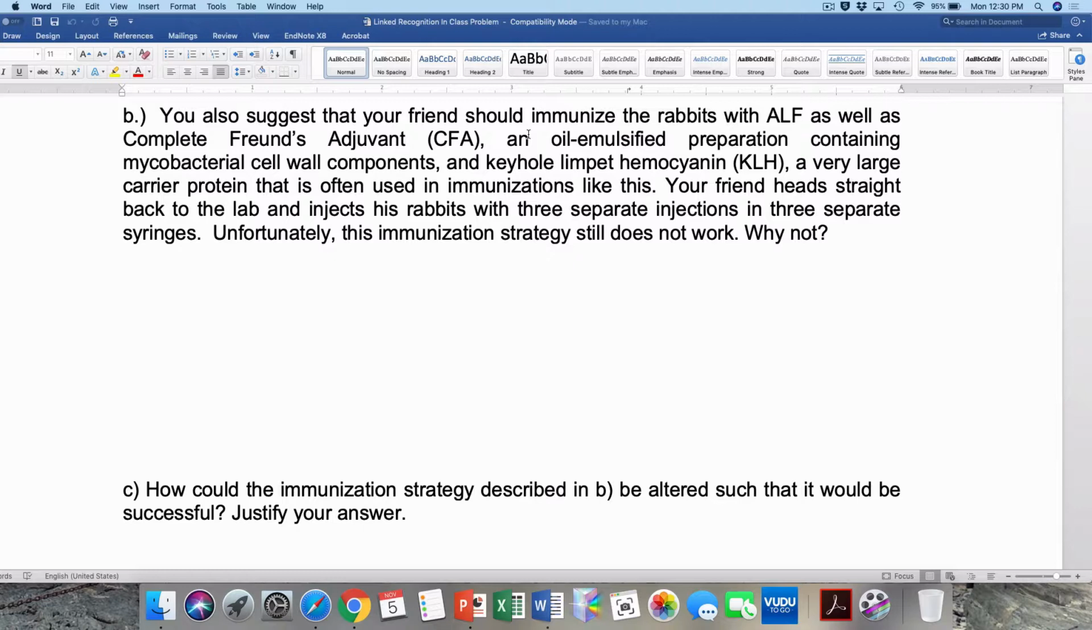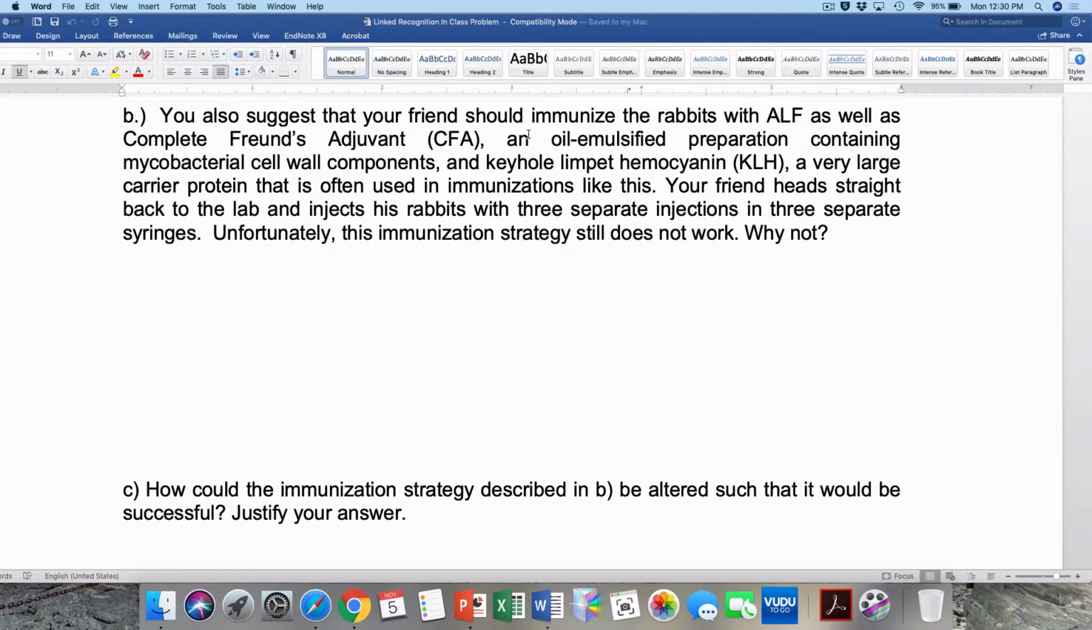Yeah, Molly. Because you need your antigen, your non-protein antigen, to bind to your KLH in order to get a response. So if you're getting 3 separate injections, there's no binding happening, so you won't get recognition. Yeah. Key thing, this is a linked recognition issue.